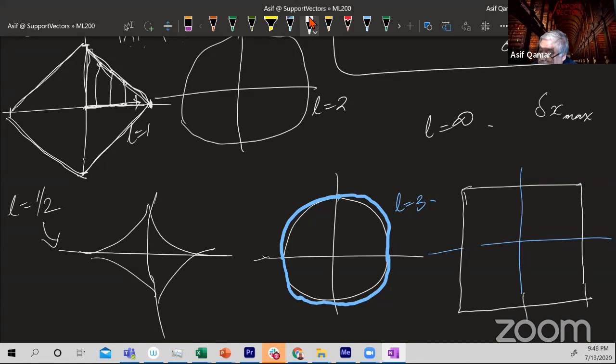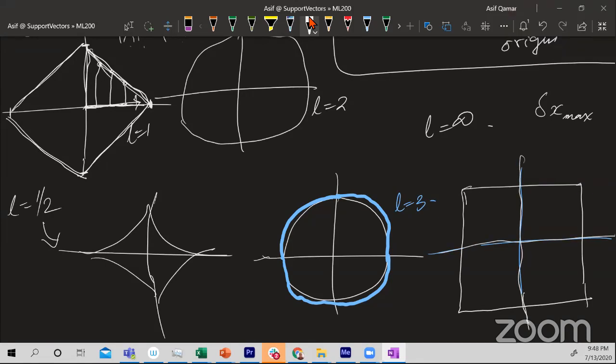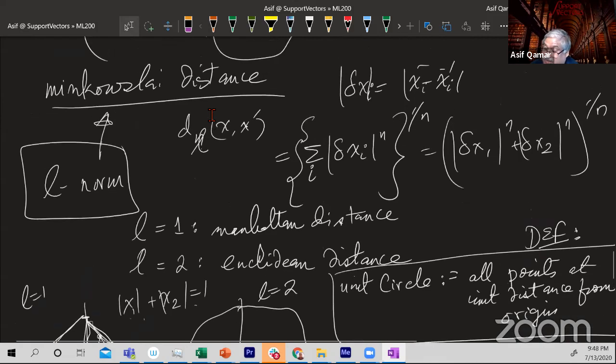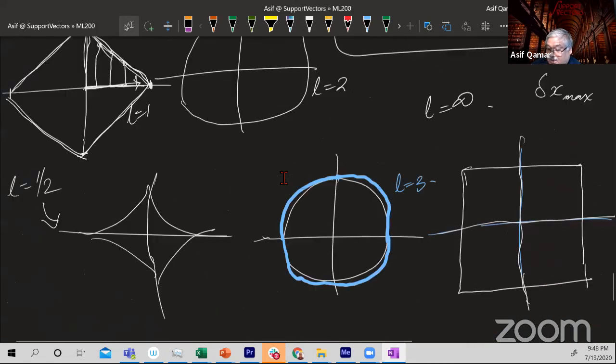Let me explain why that is so. What is L exactly? We talked about the L norm. The L is this, L to the power L. So let me recap what L is.